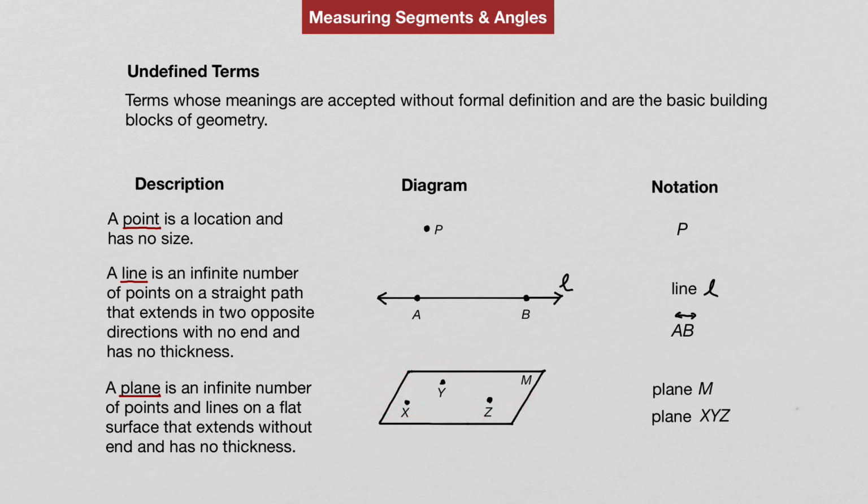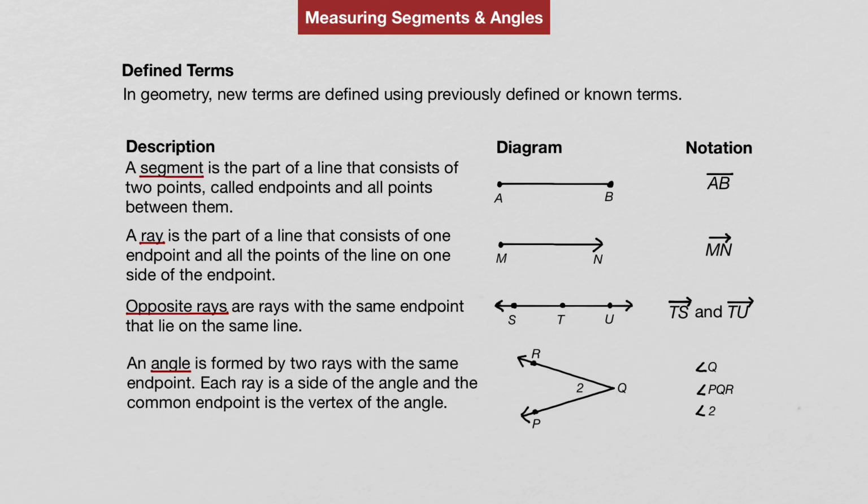And then the notation for a plane would be as follows. We could say plane M or plane XYZ, identifying 3 points on a plane. Okay, so those are the undefined terms. So we're going to use this as the basis for defined terms.